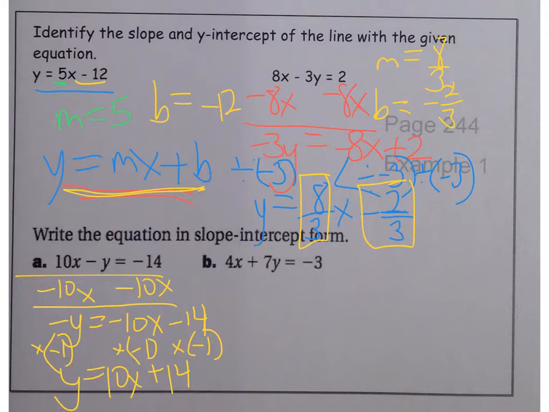So try this one as well. Pause the video here, and then we'll come back in just a minute. So that's what that one's going to look like. I'm going to subtract 4x from both sides. That moves the 4x over, and then I'm going to divide both sides by 7. So that's the form it's going to look like there. Negative 4/7 for m and negative 3/7 for b.